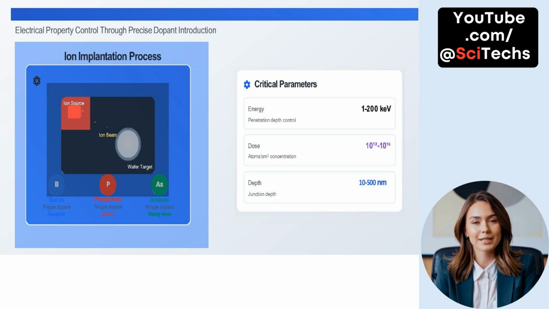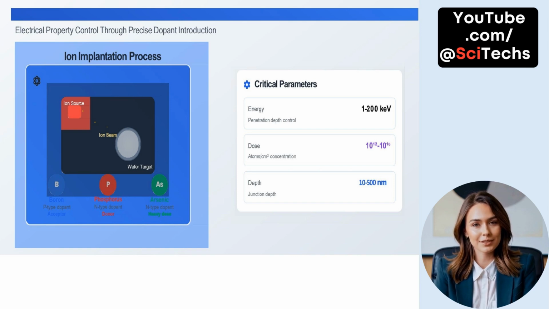Ion implantation process. Ion implantation is a key technique used to modify the electrical properties of semiconductor wafers by introducing precise amounts of dopants. The process begins with an ion source that generates dopant ions. These ions are accelerated into a focused ion beam and directed toward a wafer target. Common dopants include boron for p-type doping and phosphorus or arsenic for n-type doping. Boron acts as an acceptor, while phosphorus serves as a donor. Arsenic, being heavier, is typically used when a higher dose is required for deeper or more concentrated implantation.